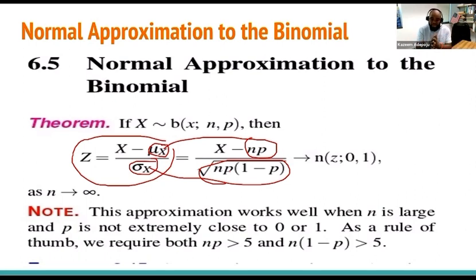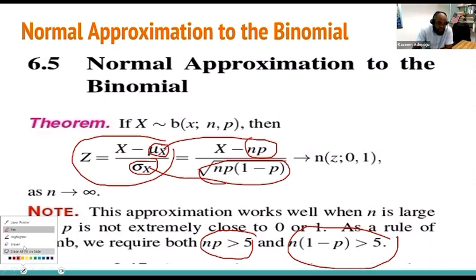I told you the other time, when the sample size is large, binomial will be difficult to do. And when P is not extremely close to 0 or 1, we have a rule. The rule of thumb is that the product of N and P has to be greater than 5, and the product of N and (1 minus P) also has to be greater than 5. The moment this condition holds in the case of binomial, we can actually use normal approximation, as was demonstrated by De Moivre, who discovered the normal distribution. Okay, so that is it.